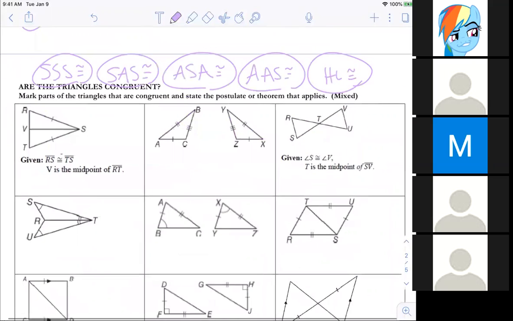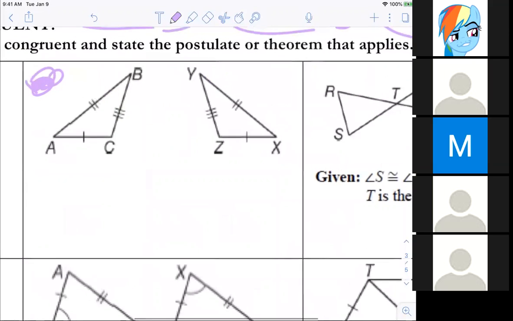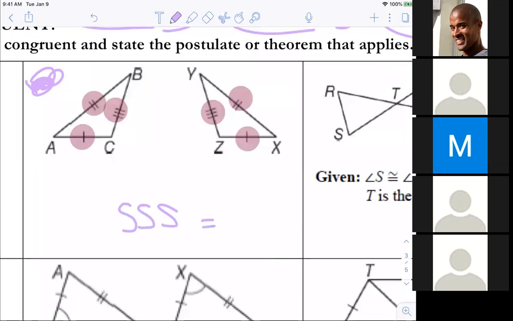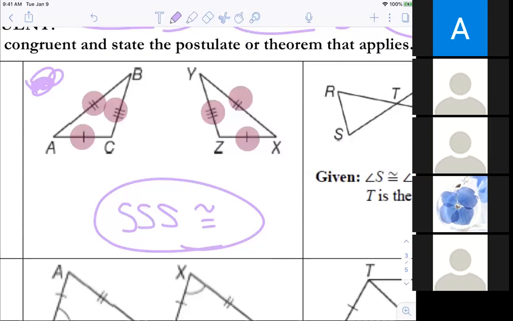Let's start basic. Let's start on number 2, this one right in the middle that I just drew scribbles all over. I have AC and XZ are congruent. I have AB and XY are congruent. And I have BC and YZ are congruent. I don't have to write anything on here because all I need to know is already on my picture. This is a side, side, side congruency. All my sides are congruent to each other, so I just write SSS and I call it a day.